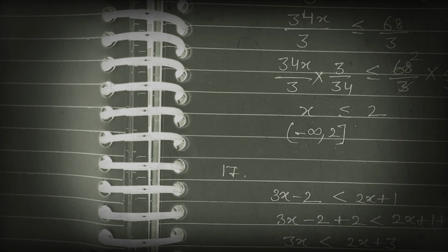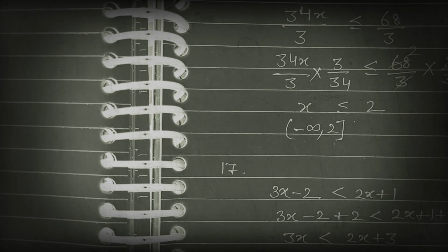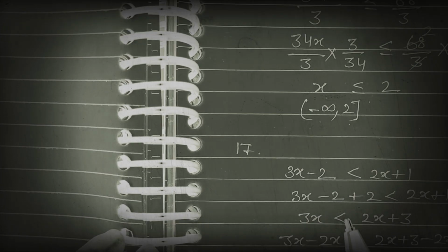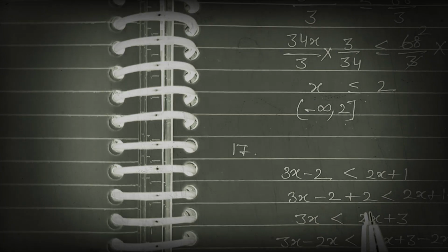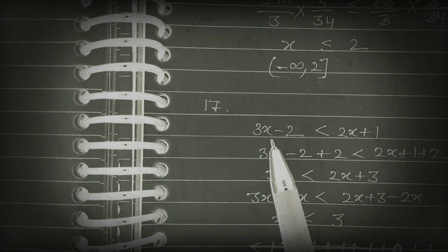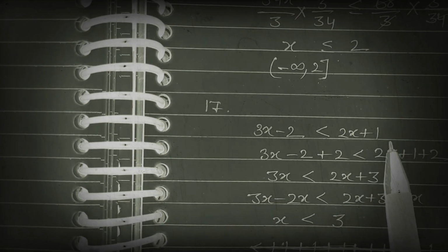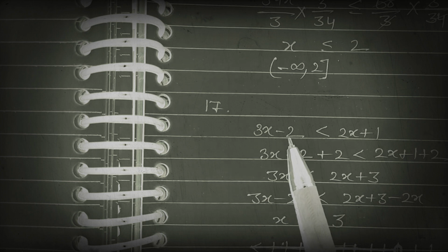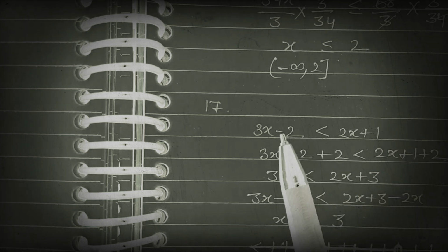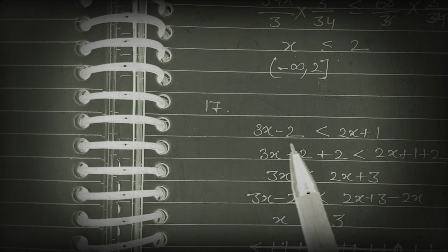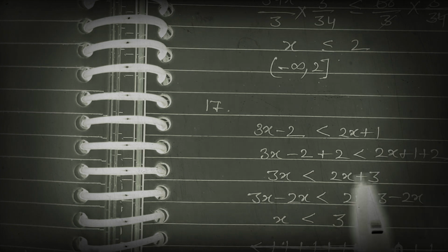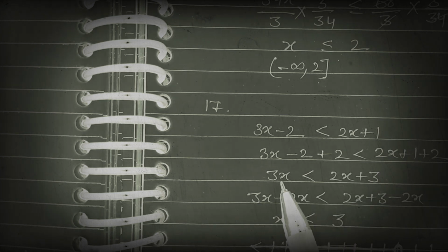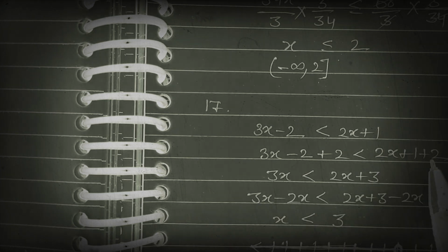Now come to the next. In the 17th question, solve these inequations and show graphically. So in this question, 3x minus 2 is less than 2x plus 1. Firstly minus 2 here, so firstly we will add 2 on both sides because we want to find out x in this. So firstly we will cancel 2 here, so plus 2 on both sides, it is 3x, 2 cancels with 2, 3x is less than 2x plus 3.